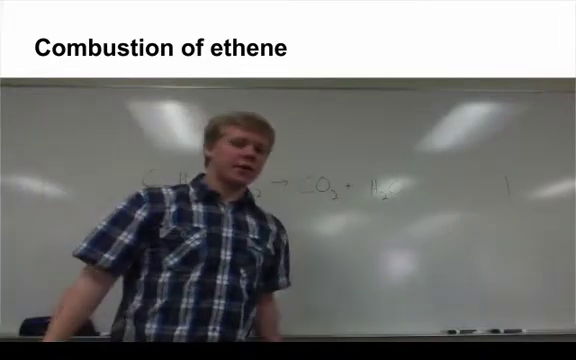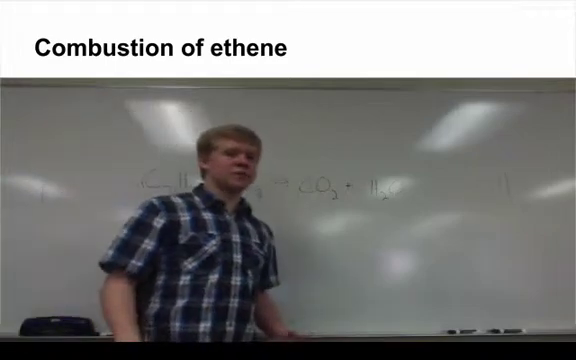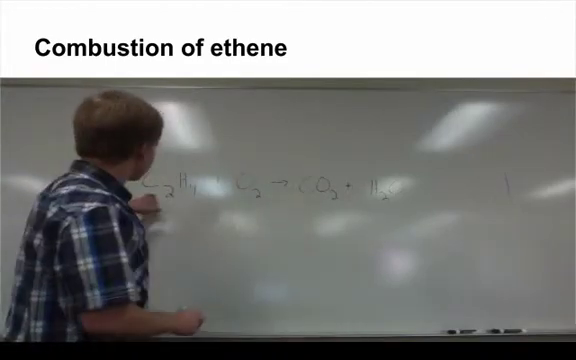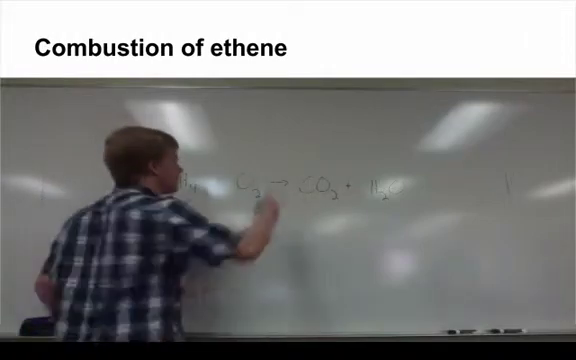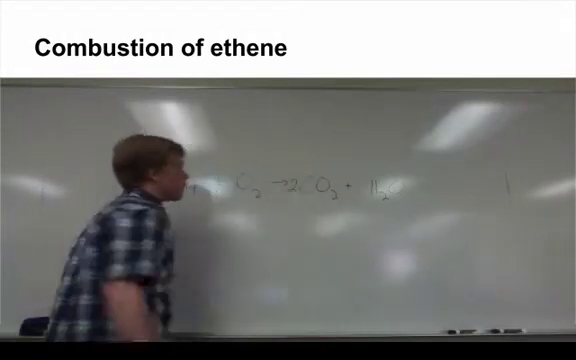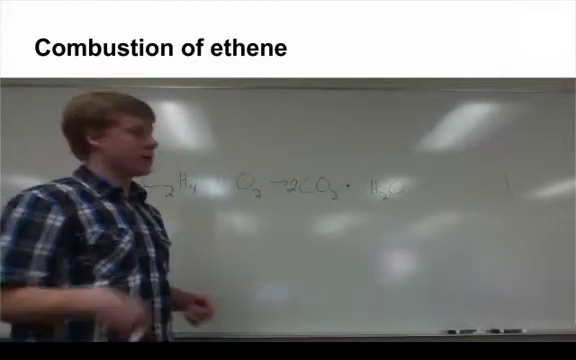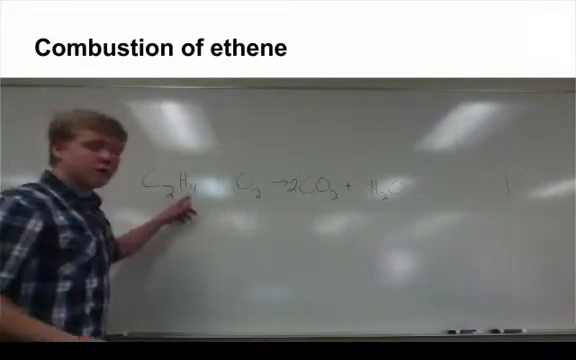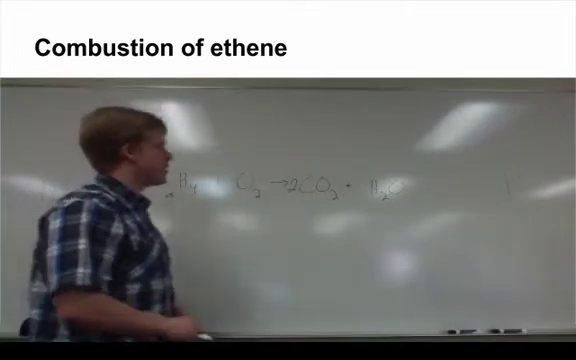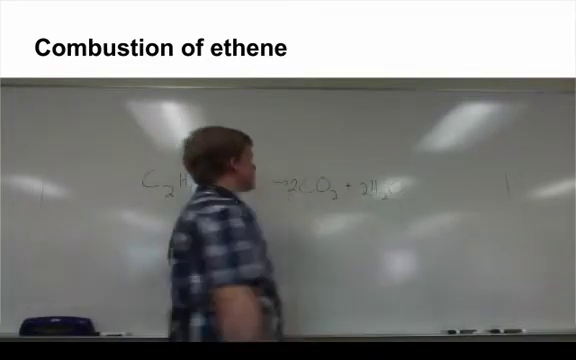Now for the hard part, balancing the reaction. So I personally like to start with the carbons. So let's balance the carbons. We know we have 2 here, but we only have 1 here. So let's put a coefficient of 2 in front of carbon dioxide. Now what I next like to focus on is the hydrogens. So we see we have 4 hydrogens here. Now we have 2 here, so let's put a coefficient of 2 here.